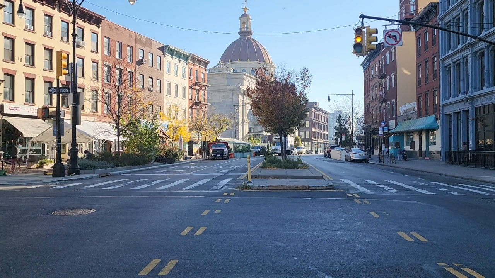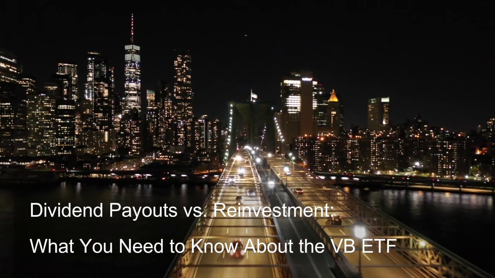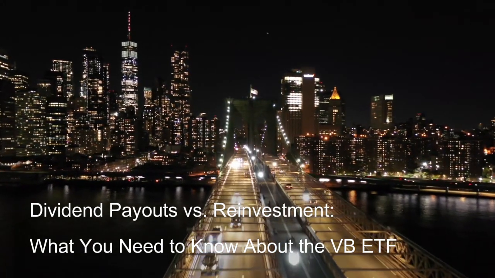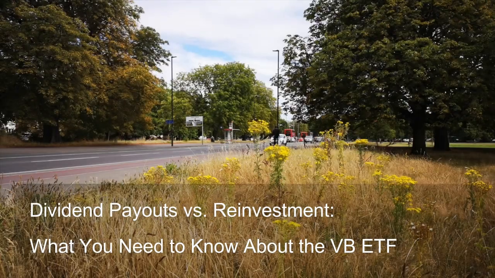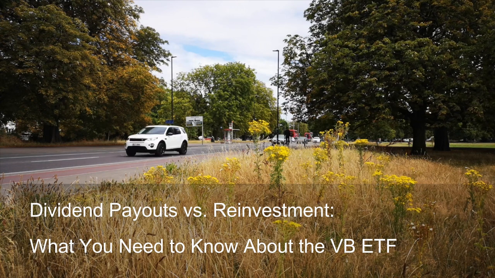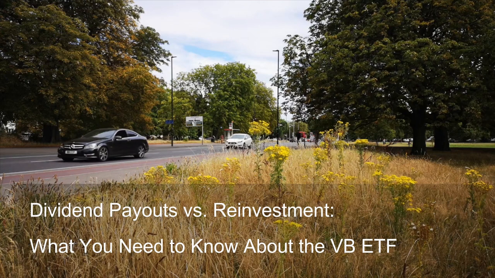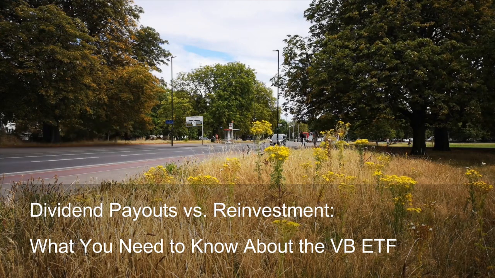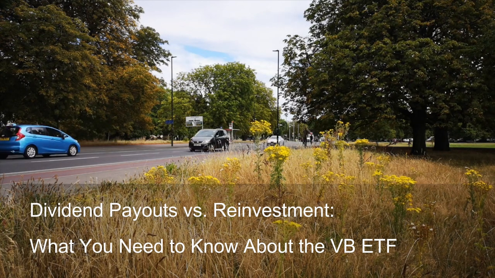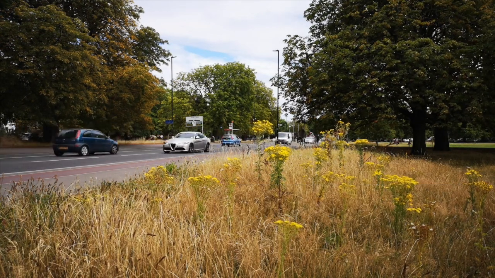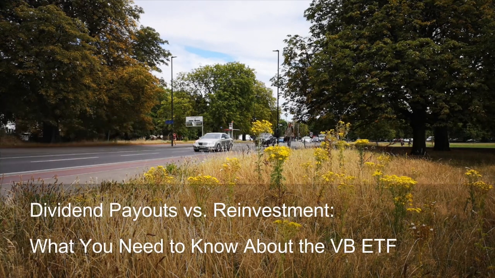Impact on investors. Capital appreciation potential. The accumulation structure of VB allows for potential capital appreciation through the reinvestment of earnings. This can be beneficial for investors seeking long-term growth, as their investment benefits from compounding returns. Tax implications: since investors don't receive regular dividends from VB, they don't incur capital gains taxes on those distributions. However, capital gains taxes might be applicable when they eventually sell their VB shares.